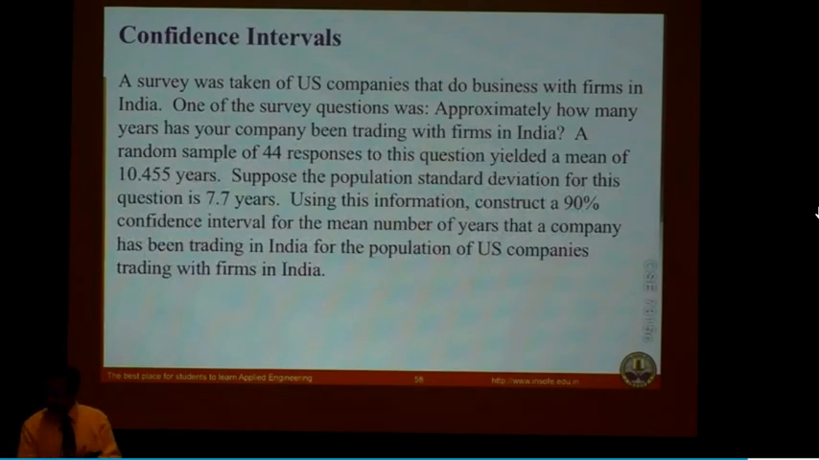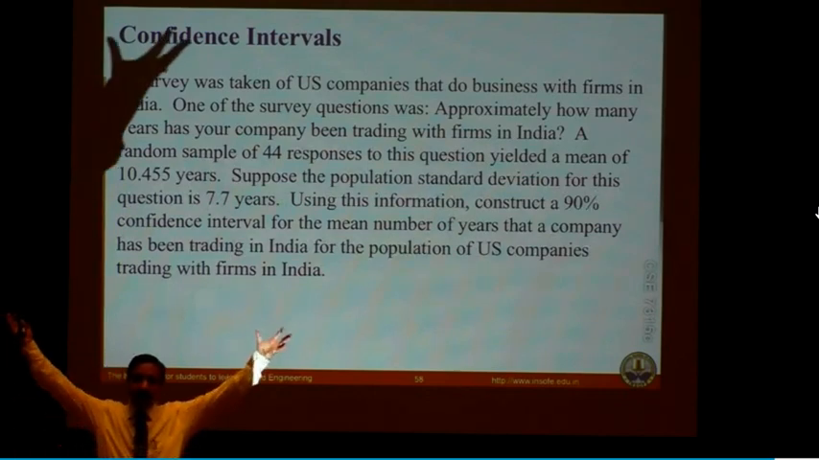Okay, so confidence intervals actually done. Let's solve the problems and then we'll move on to hypothesis testing. Okay, and a survey was taken of US companies that do business with companies in India, and one of the survey questions was approximately how many years has your company been trading with the companies in India? They took 44 companies and the average of that sample of 44 was 10.45 years. Now, let's say population standard deviation is given as 7.7 years. Construct a 90% confidence interval for the mean number of years.